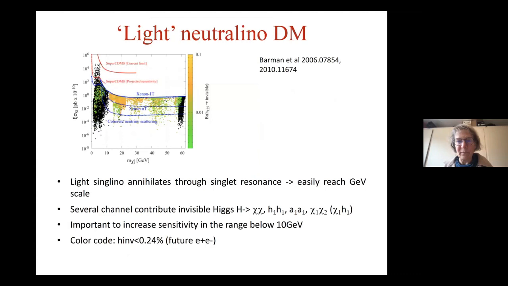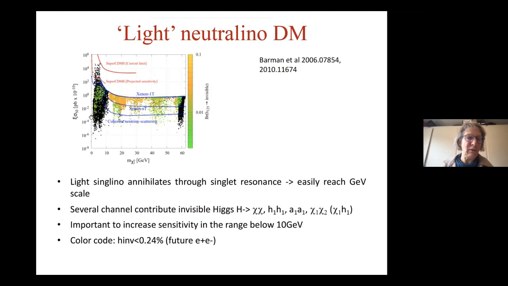I hope this will answer the previous question on the light singlino dark matter. So this is the result for a dedicated scan of the parameter space of the NMSSM in the region where the neutralino mass is less than 60 GeV. Remember, I showed you such a picture in the framework of the MSSM, and most of it was ruled out by direct detection. But here we see that if we have a singlino dark matter and we add light Higgses, there's a lot more possibility for dark matter below 60 GeV, including dark matter below 10 GeV.